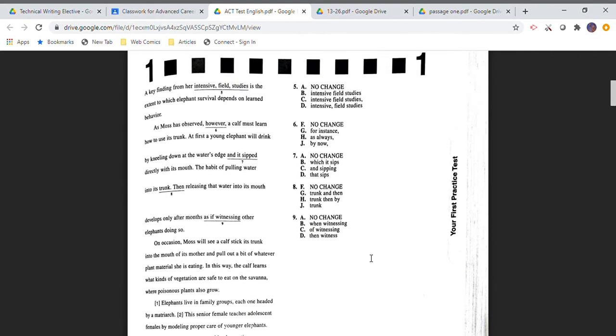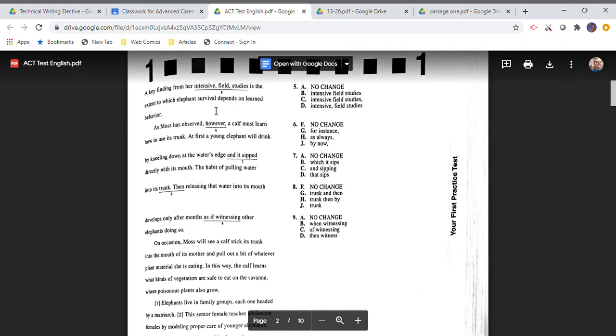A key finding from her intensive field studies is the extent to which elephant survival depends on learned behavior. As Moss has observed, however, a calf must learn how to use its trunk. Oh, that's an awkward move. A key finding from her intensive field studies is the extent to which elephant survival depends on learned behavior. Okay, so let's go from her intensive field studies. You see how I didn't pause at all in reading it? There's 2 commas there, and the commas would force you to pause, and there's no need to pause there. So let's look over and see if there's an option without commas.